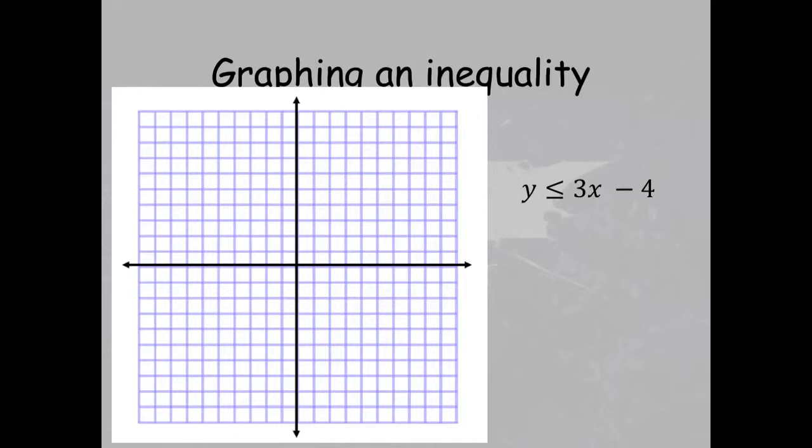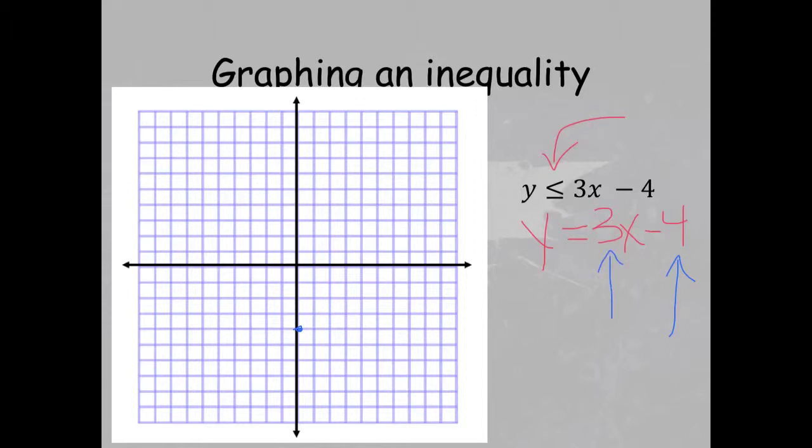So we can start off as if we were graphing an equation, where the only difference is we have this inequality symbol. If it's written in slope-intercept form the way it is, we would start the same way we graph a line, at our y-intercept right here at -4. So I put a point at -4 because of my y-intercept.